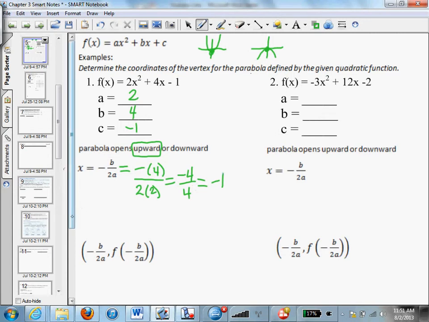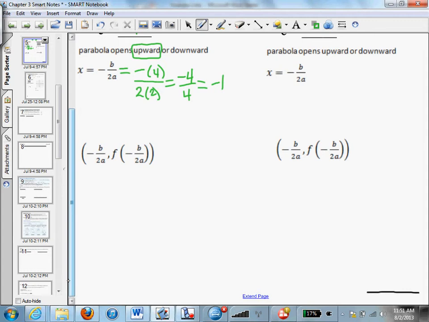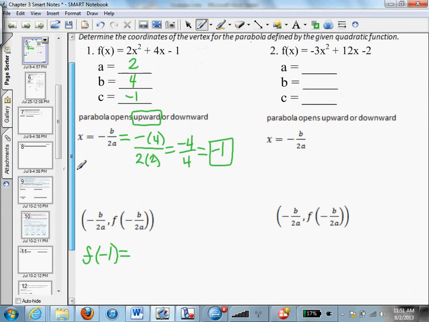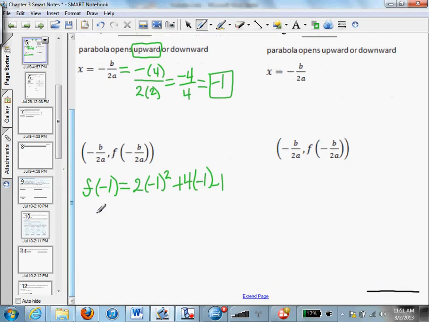Okay, now what we want to do is take what we just got for x. Let's go ahead and box it in. And let's plug it in for the function. So f at negative 1. So go back up here, and our function is 2x squared plus 4x minus 1. So for every x that appears, we're going to put a negative 1 in its place. So 2 times negative 1 squared plus 4 times negative 1 minus 1. Let's go through and simplify.